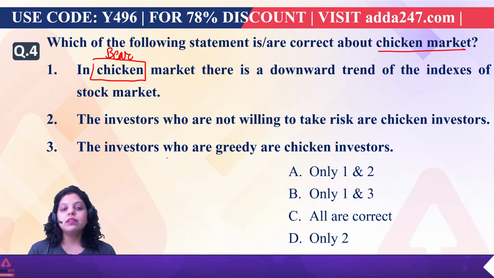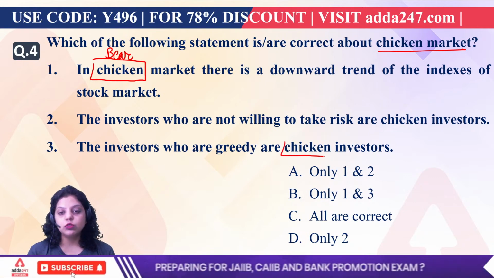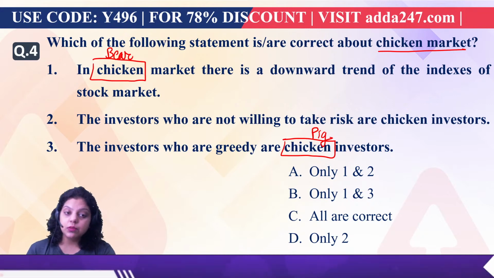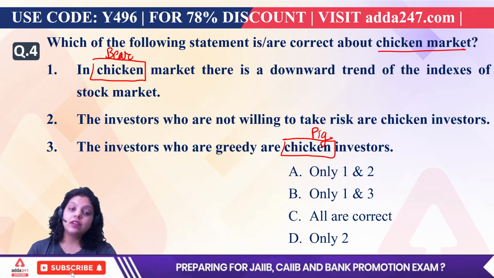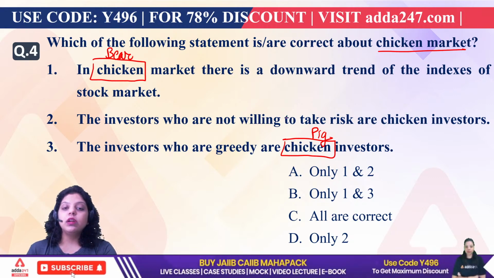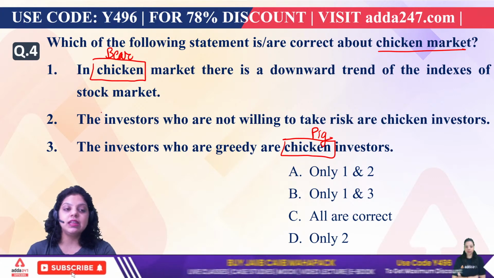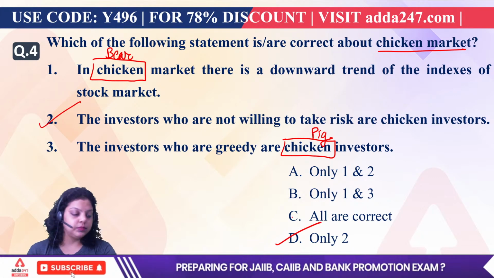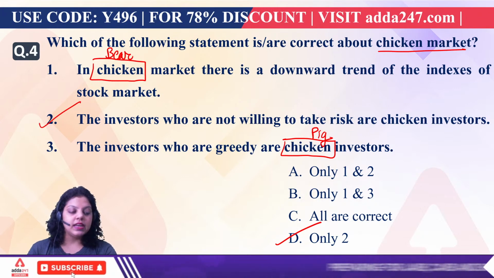The third is saying the investors who are greedy are chicken investors. No, the greedy investors are known as pig investors. The investors who are very greedy, who invest a large amount of money in the market and are ready to take risk, are known as pig investors. The investors who are not willing to take risk are chicken investors, that is true. So only the second option is true. So the right answer will be D. Right answer will be D.